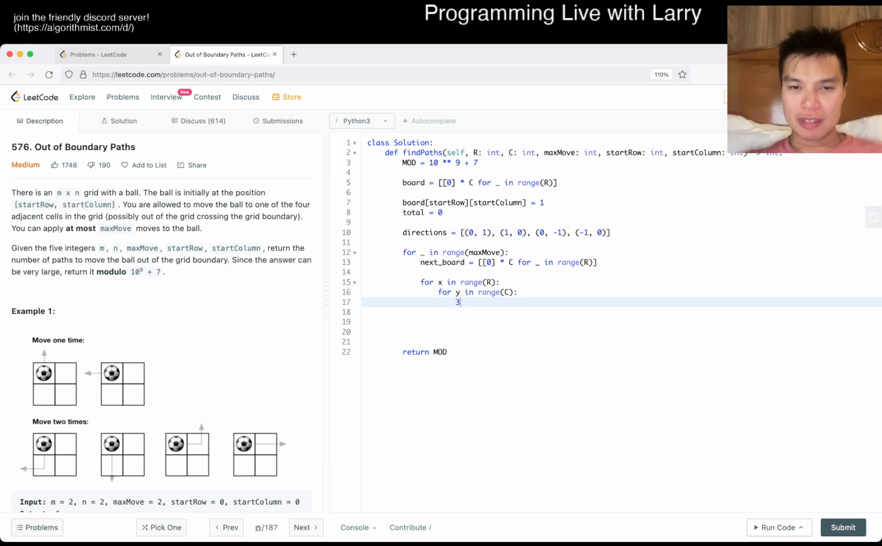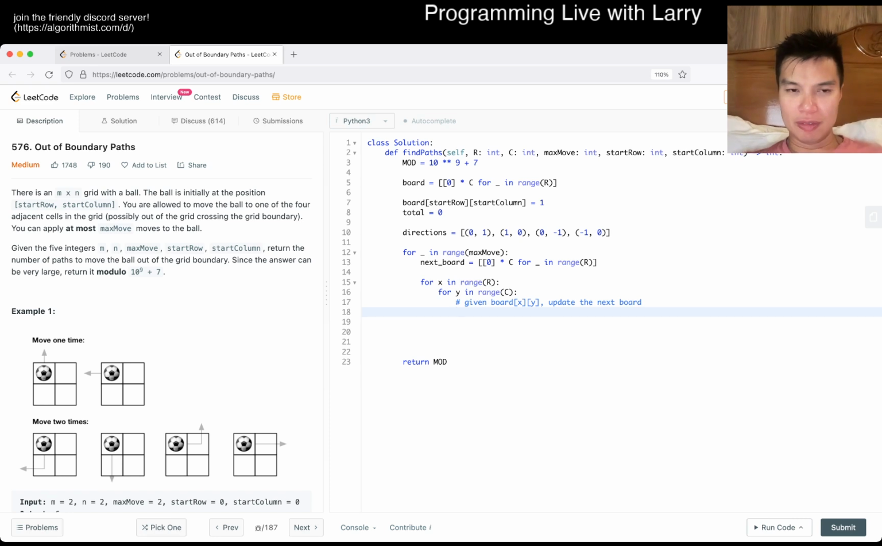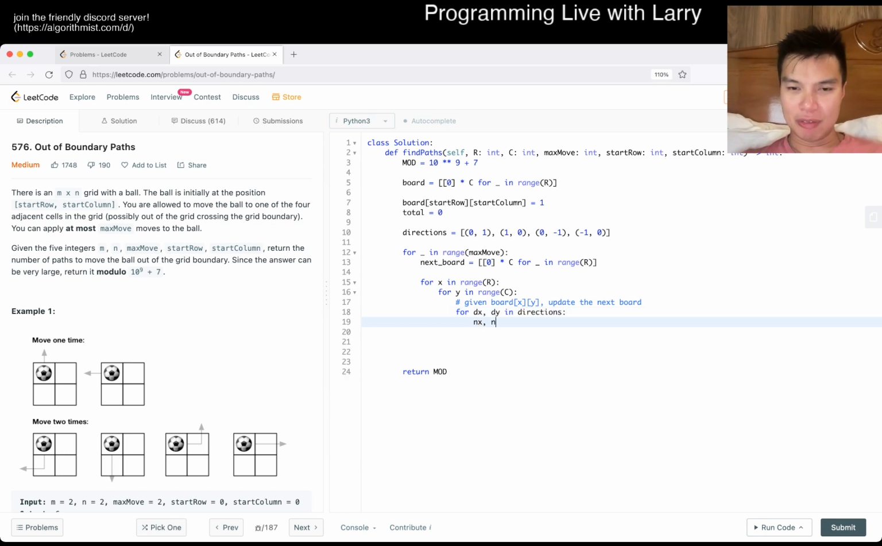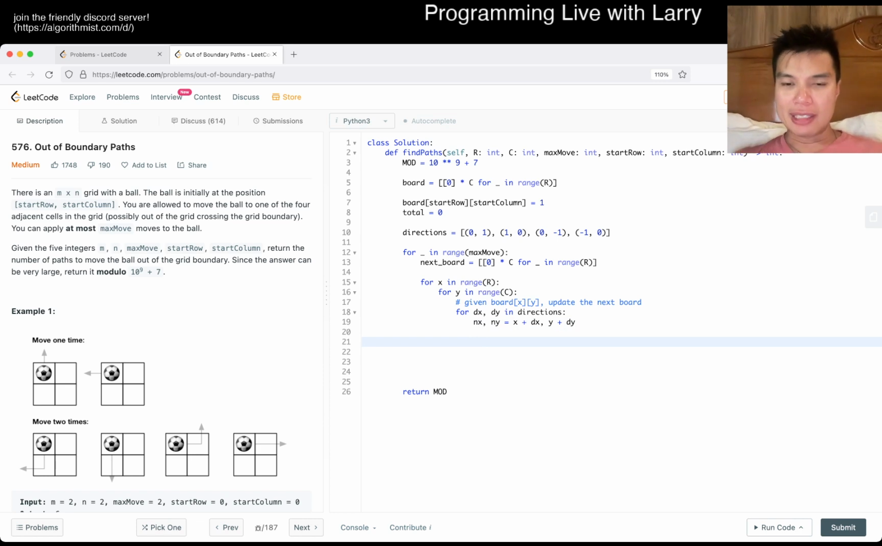Okay, so given board of XY, the next update, the next board, right? So here, we just go for dx, dy in directions. nx, ny is equal to x plus dx, y plus dy, right? And now, well, this is the interesting part, right?